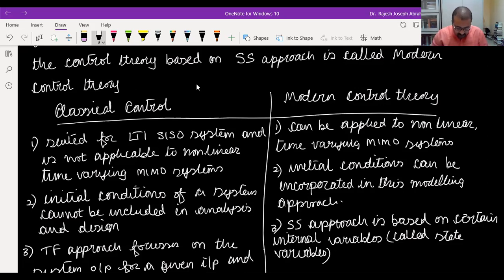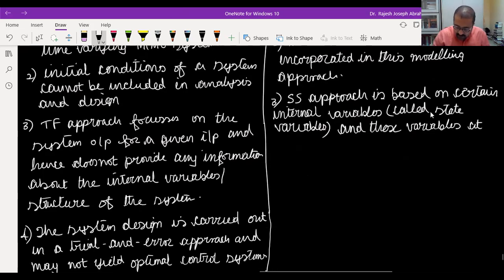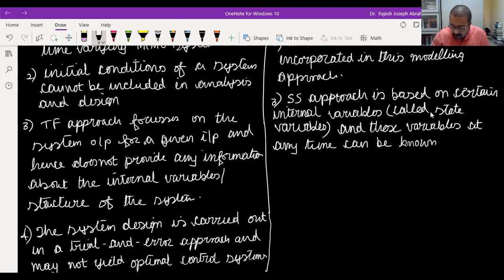The approach is based on certain internal variables, and these variables at any time can be known.